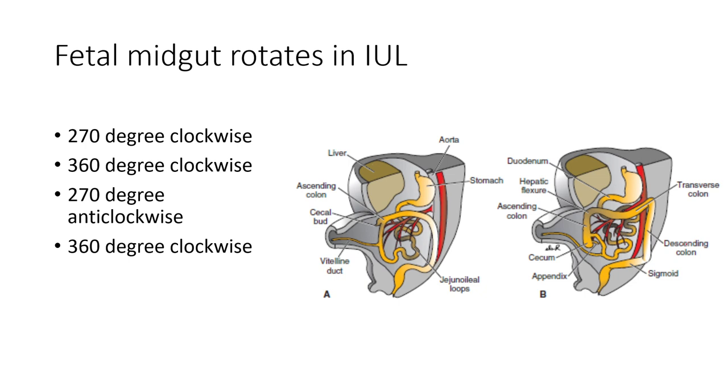The fourth question is the fetal midgut. How much rotation happens to the fetal midgut in the intrauterine life? It is 270 degrees anti-clockwise.